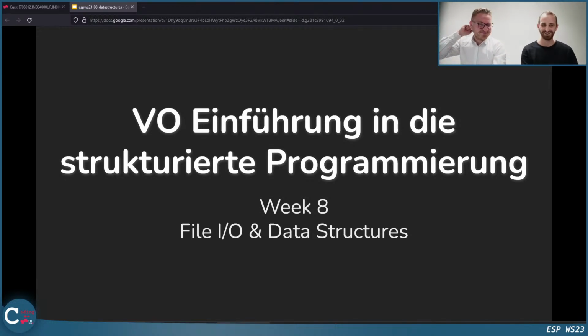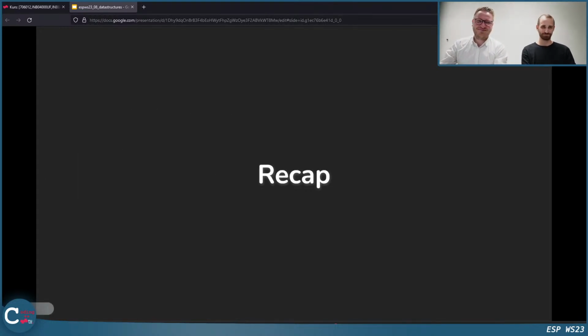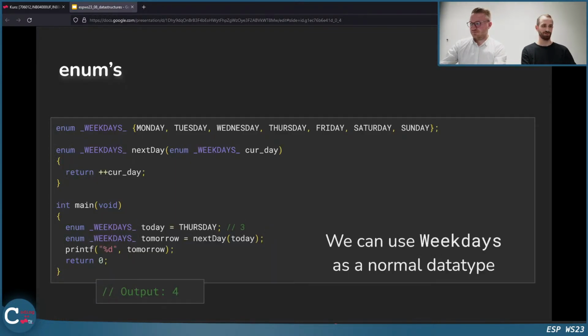Rumors. All right. So at first, as always, I think we should do a short recap of last week. We talked about enums. Enum is a cool way to combine things which are like defines or constants. We had this example with weekdays where we have all the days of the week. And then we can use this writing style as if it were a data type.